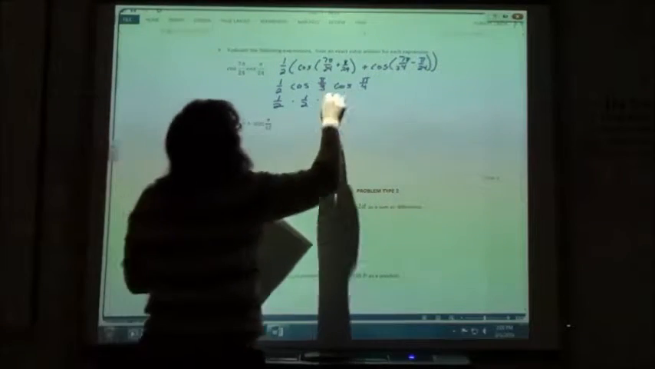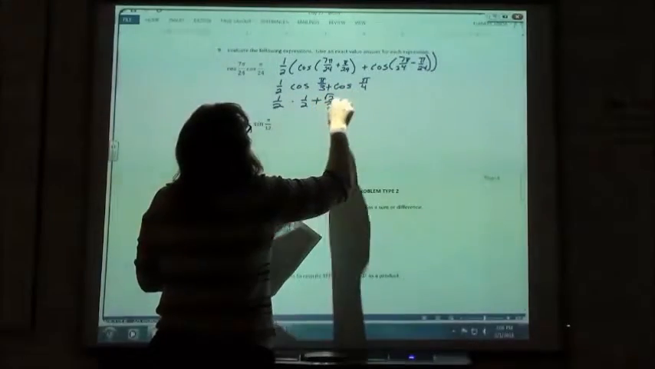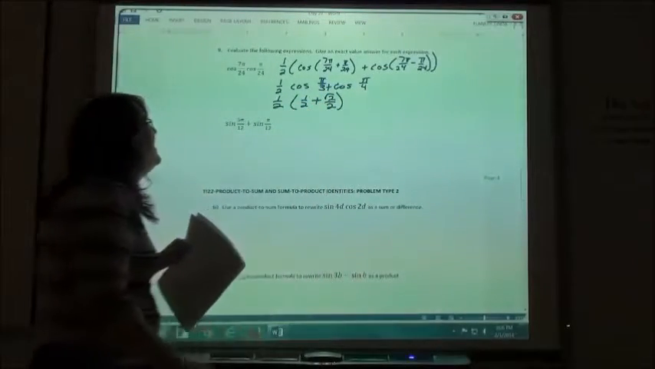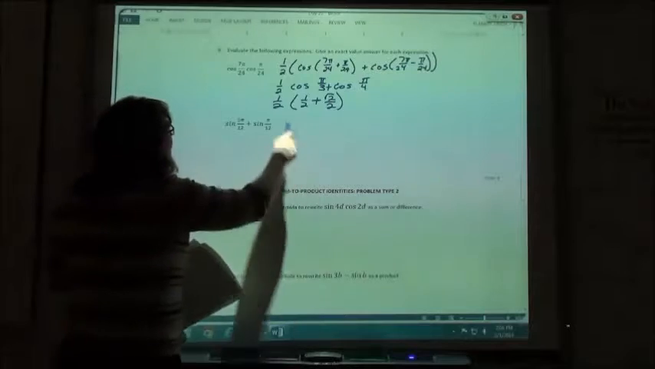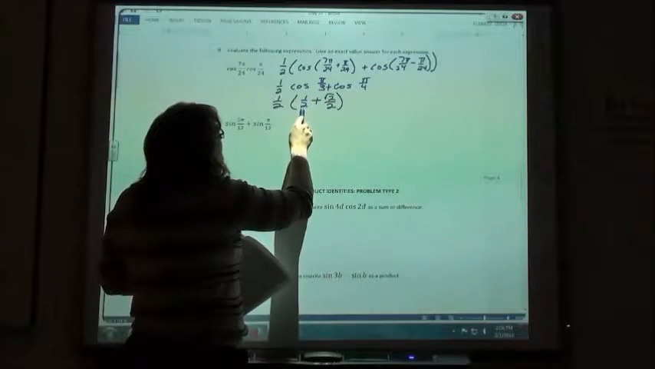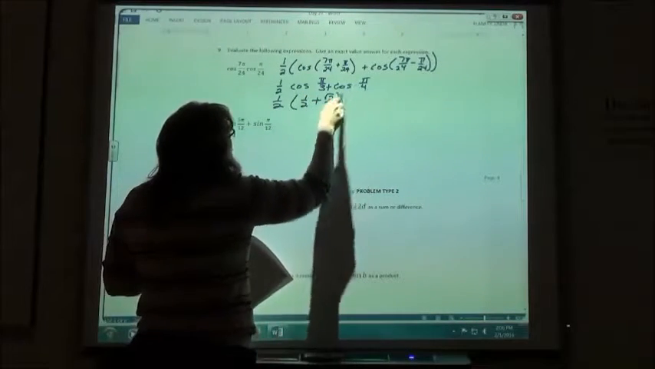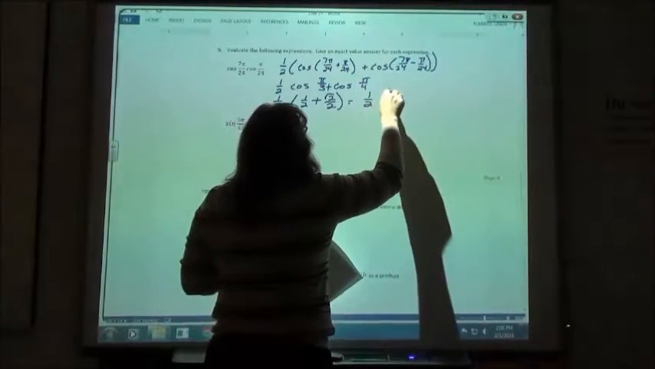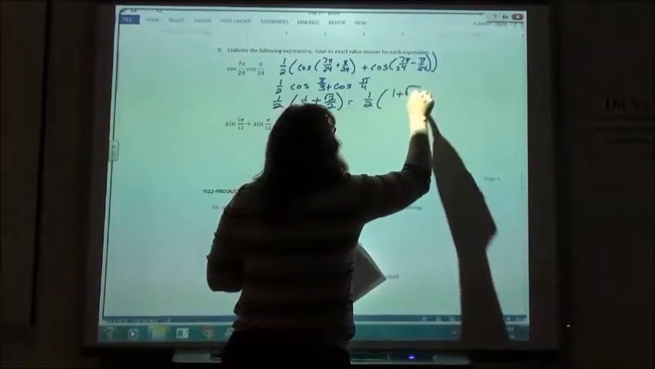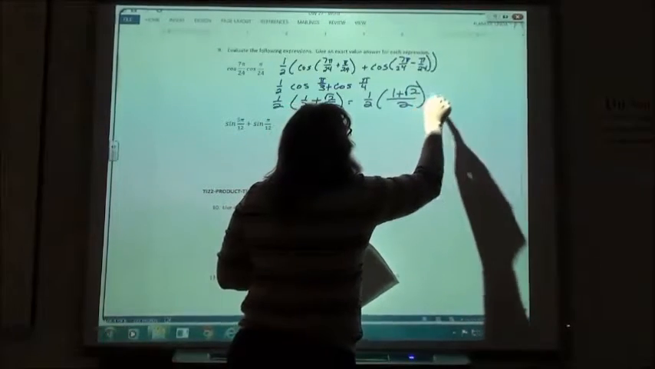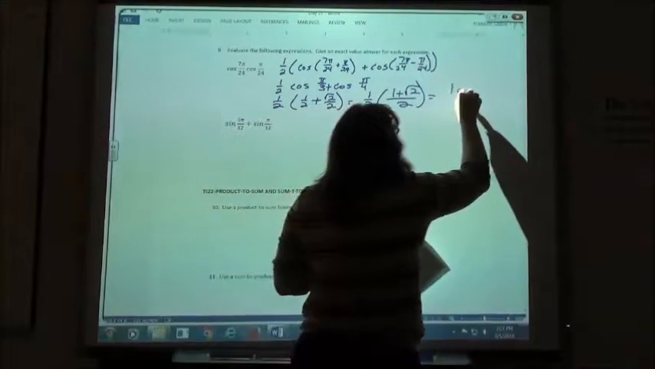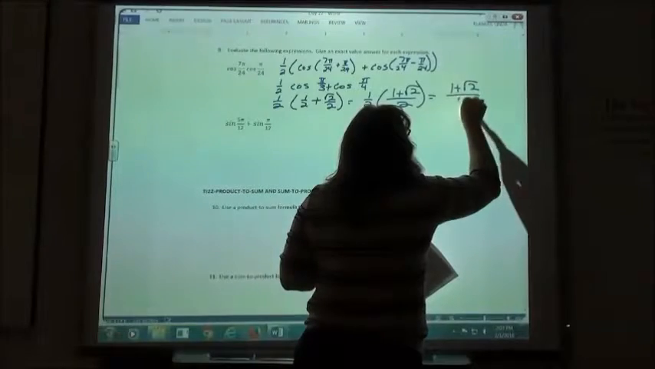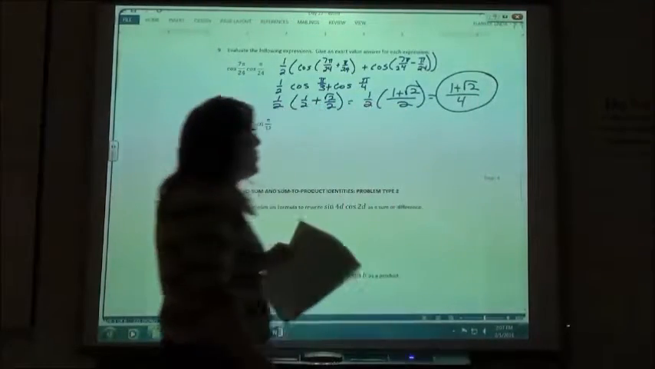Oops, supposed to be a plus sign in there. I think something didn't look right. So, I'm going to have 1/2 times cosine of pi over 3, which is 1/2, plus the cosine of pi over 4, which is square root of 2 over 2. So I'm going to have 1/2 times 1 plus square root of 2 over 2. Multiplying that out, we get 1 plus square root of 2 over 4. And that's going to be our answer.